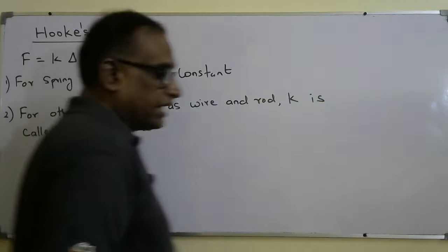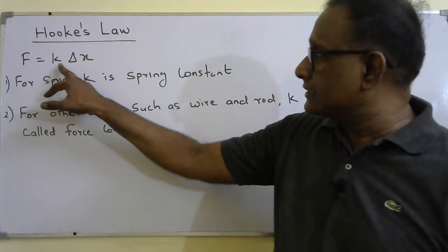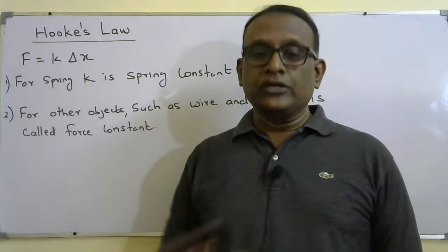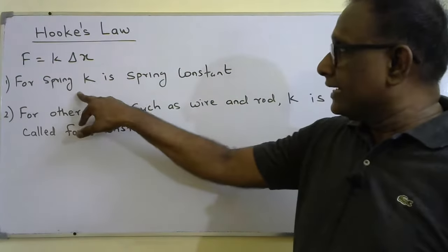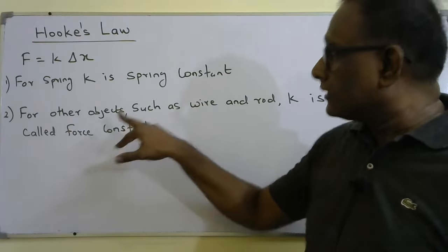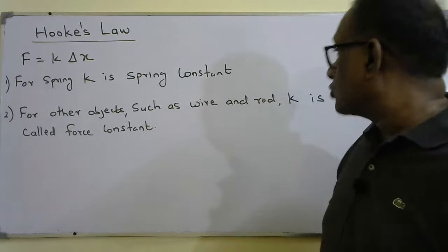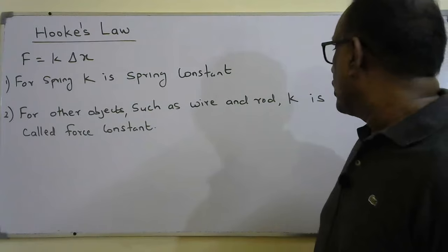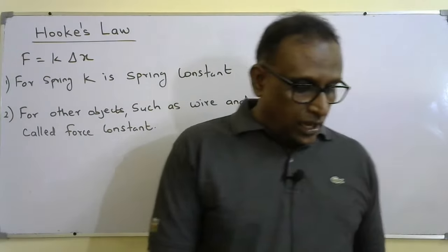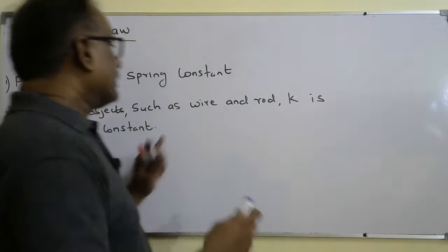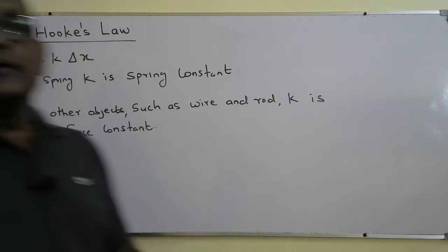Okay, so you must know that F equals K delta x. I didn't write the minus sign because we don't use that when we do calculations. For a spring, K is called the spring constant. For other objects such as wire and rod, we call K the force constant. So when we consider K, what's the meaning of K?